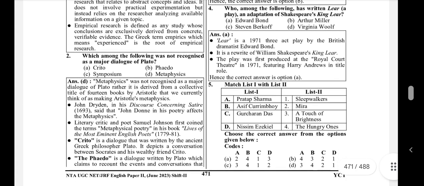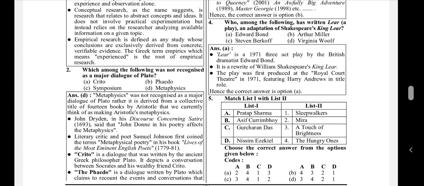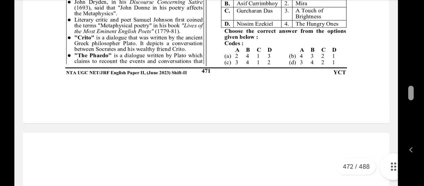Let's match the following. Pratap Sharma, Asif Karimboy, Gurucharan Das, Nissim Ezekiel. Sleepwalkers, Mira, A Touch of Brightness, The Hungry Ones. I think Nissim Ezekiel matches Sleepwalkers. So for D, that is 1. And for C, Gurucharan Das, that is Mira. Asif Karimboy, A Touch of Brightness. And Pratap Sharma is The Hungry Ones. So for B, I think the right option is option B. Let's see whether that is correct or not.